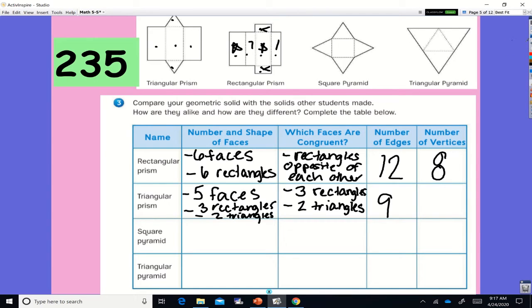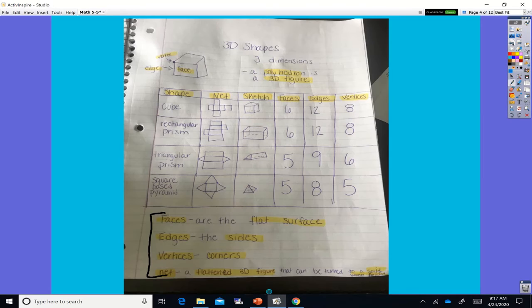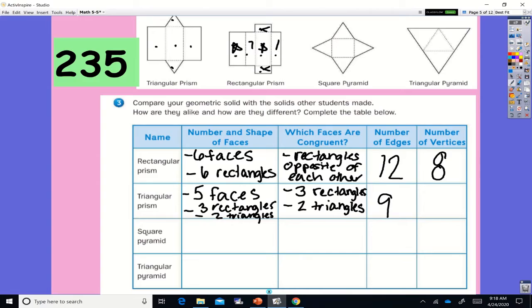I look at my vertices. Wait, let me do this again. 1, 2, 3, 4, 5, 6. So we get 6 vertices. Notice I take each corner of that triangle, and that's how I get that.